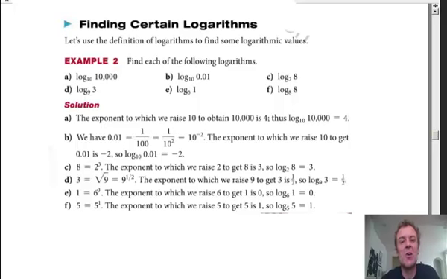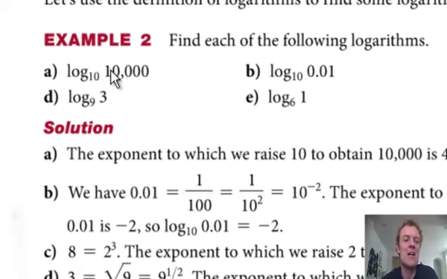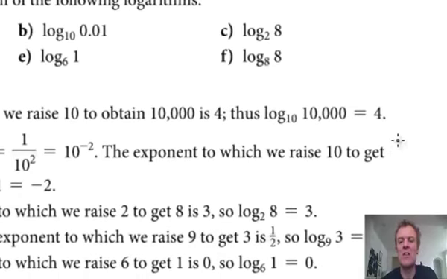Okay, finding certain logarithms. Now we're going to use the little rules we talked about in the last video. In other words, 10 to the power what will give me 10,000? Now I can write a little equals x if I want to. So 10 to the power what will give me 10,000, and that is actually 4. There it is. 10 to the power 4 is 10,000.